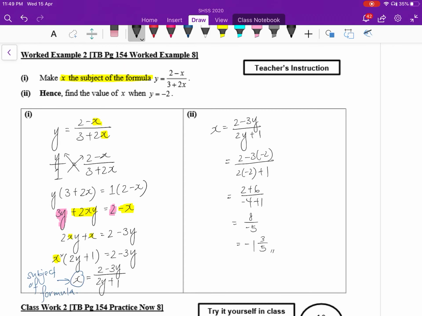Okay, note the difference. Again, I repeat. The difference in work example 2 is that there are 2 x's here. And the secret is factorize. The secret to solve it is to put it all on one side and then you factorize it.